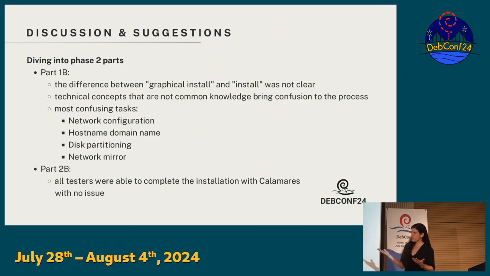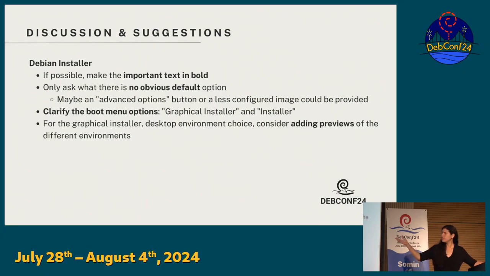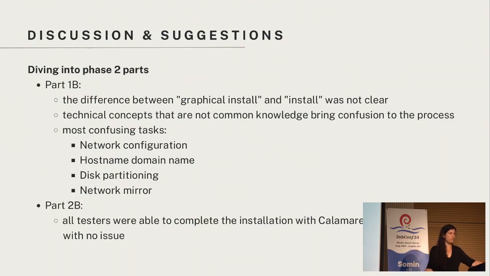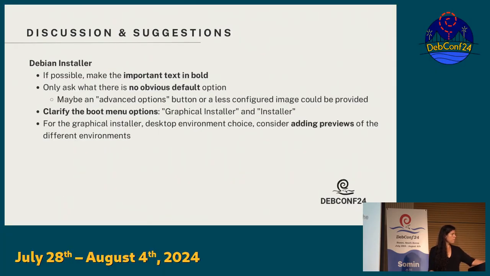Part 2B, which was using Calamares with the Debian Live, all testers were able to complete the installation with no issue. None of those issues appear. Well, disk partitioning appears. There's a section, but it's more guided than in the Debian installer. I recognize that disk partitioning may be the most complicated step with Calamares, but users were able to just go through it. And I didn't mention part C because part C is the feedback form, so there was nothing to discuss.